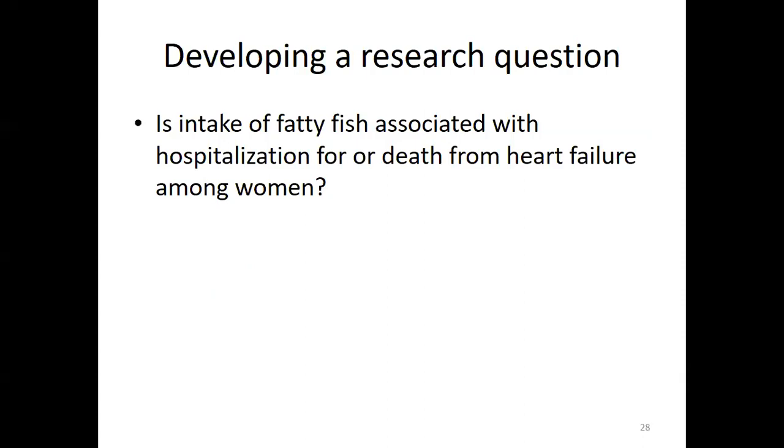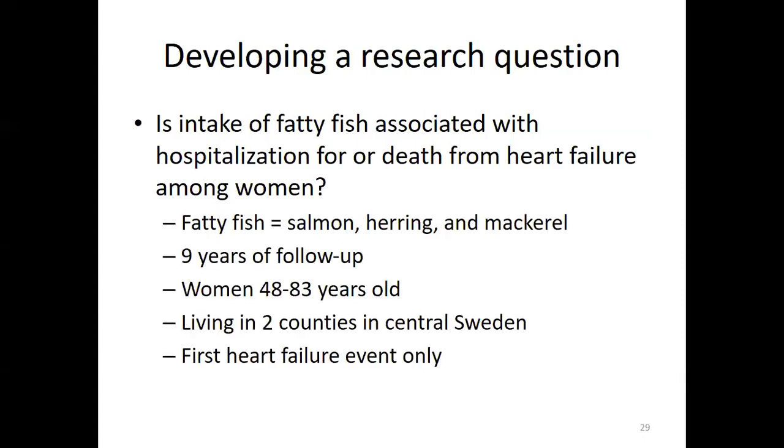So here's a better research question. Is intake of fatty fish associated with hospitalization for or death from heart failure among women? That's got most of our pieces in it. And I can get a little more granular than that, right?